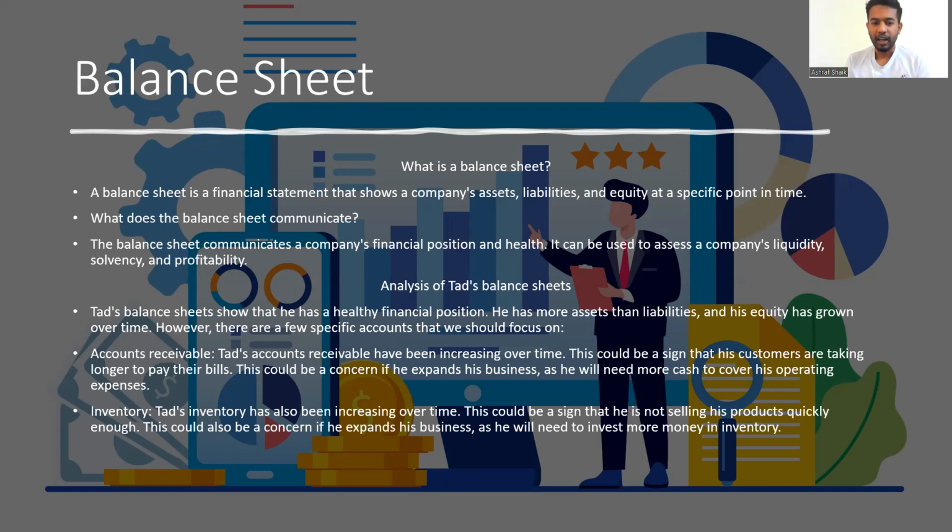So here I'm going to analyze TAD's balance sheets and give you some insights. First, TAD's balance sheet shows he has a healthy financial position. He has more assets compared to liabilities, and his equity has grown over time. However, there are some specific points we should focus on. First of all, accounts receivable. TAD's accounts receivable have been increasing over time. This could be a sign that his customers are taking longer to pay their bills. So this is a point we should focus on.